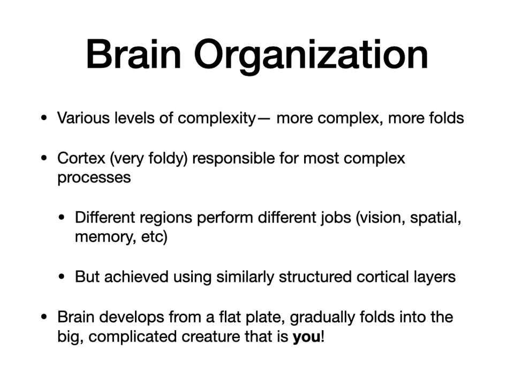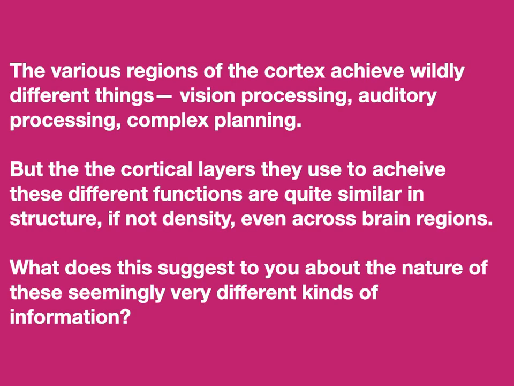So that is it for this. As always, I will leave you with a final thought. The various regions of the cortex achieve wildly different things. Vision processing, auditory processing, complex planning, everything we've talked about. But the cortical layers they use to achieve these different functions are quite similar in structure, if not density, even across brain regions. What does this suggest to you about the nature of these seemingly very different kinds of information?